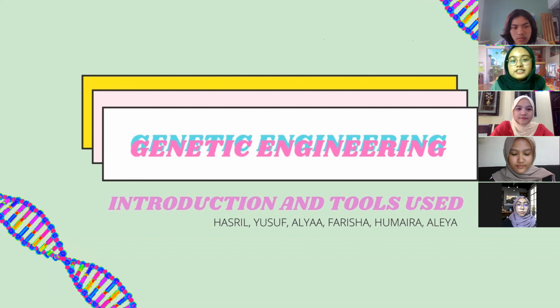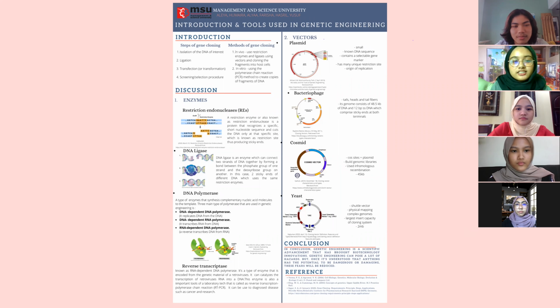Okay, next slide please. As you can see, this is our poster. So our topic is introduction and tools used in genetic engineering. There are two components, which are the introduction and discussion that we're going to talk about. In the discussion, there are two tools being used, which are enzymes and vectors. There are 4 types of enzymes and 4 types of vectors that are going to be elaborated by my fellow groupmates. So there are steps of gene cloning.